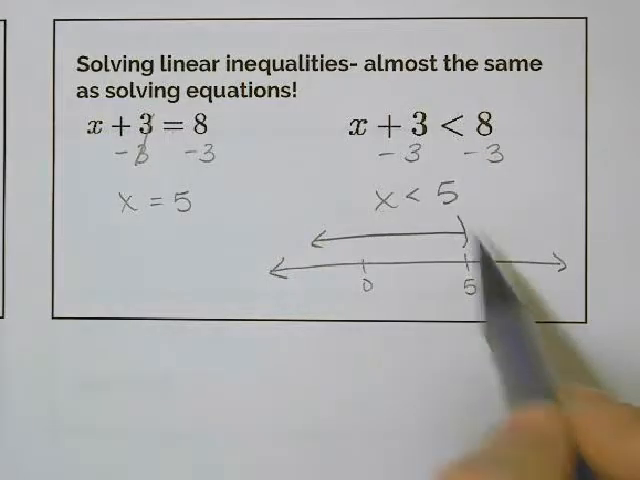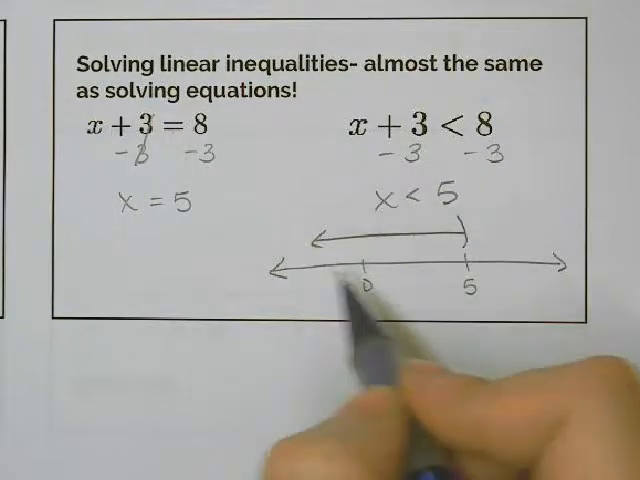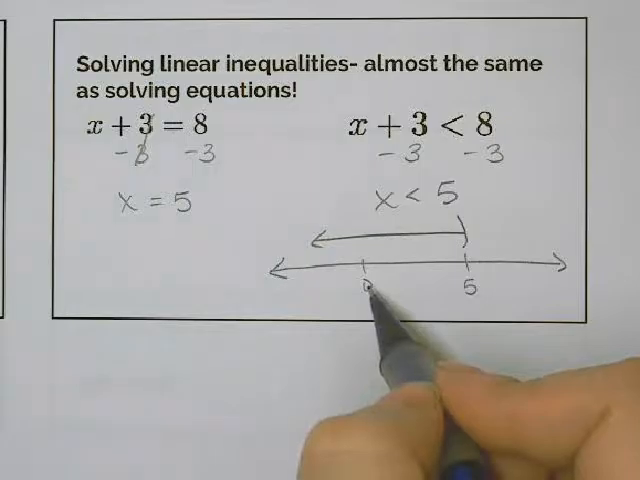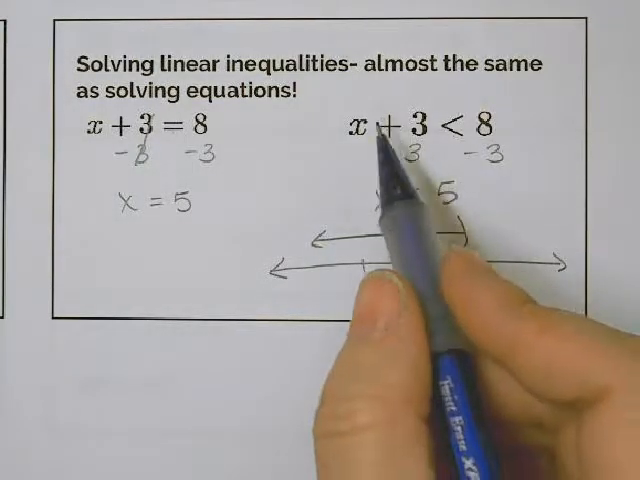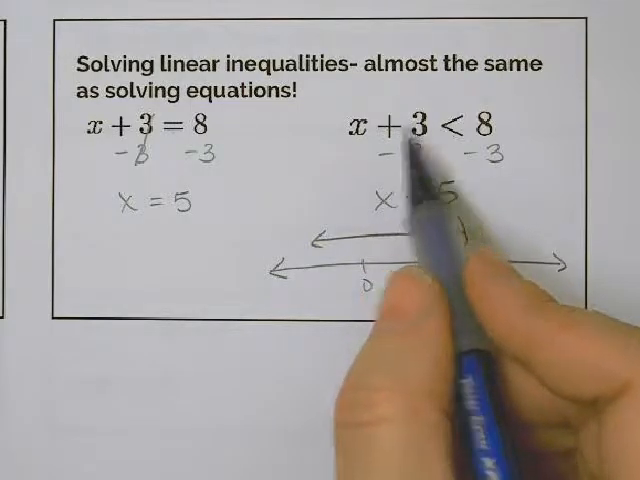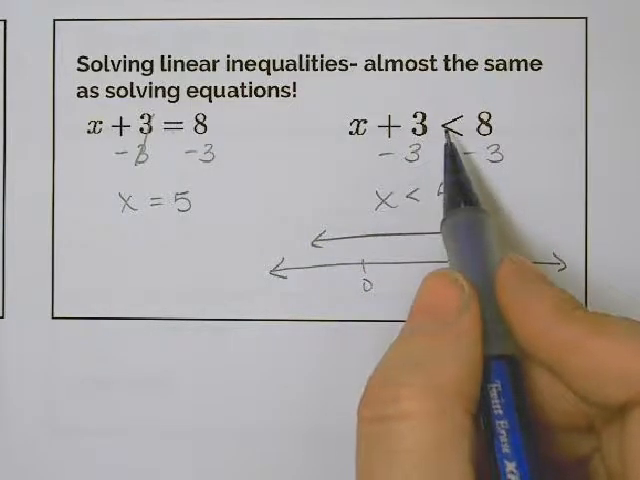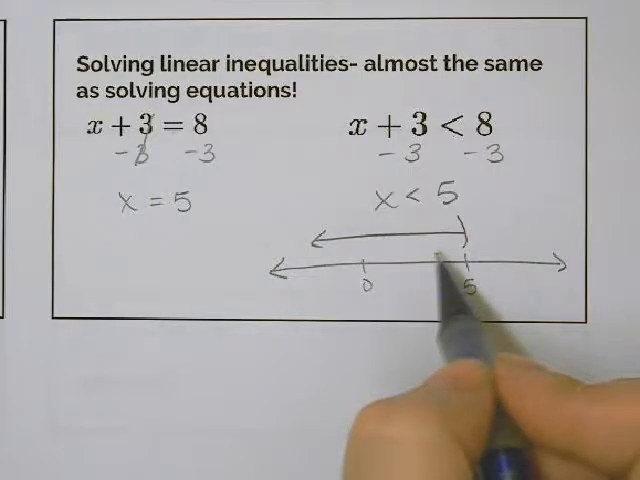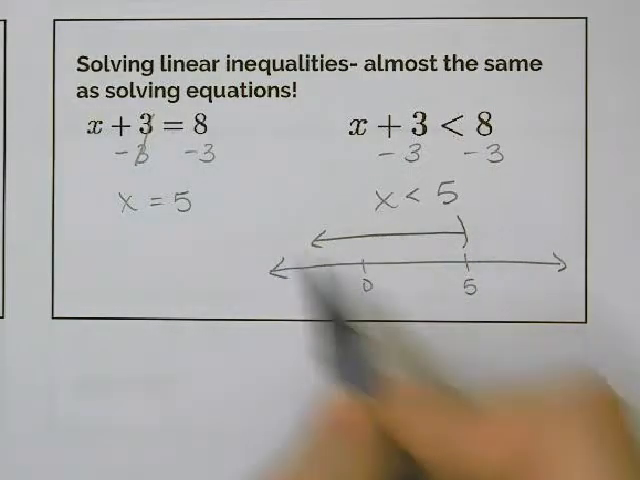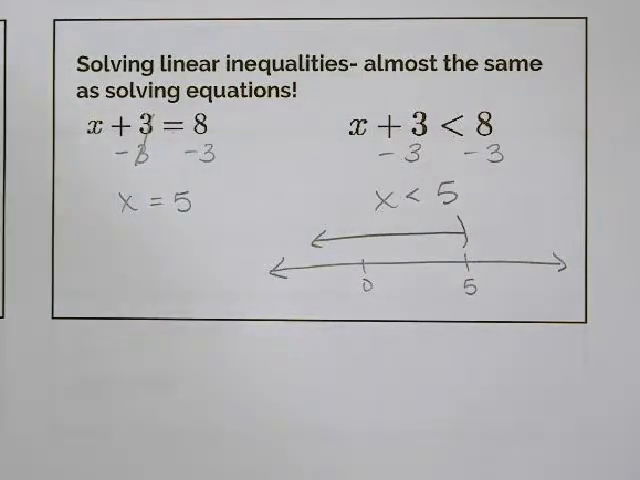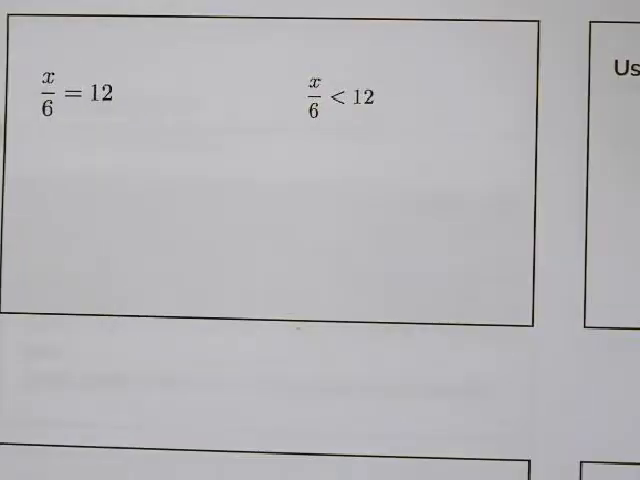If I put something less than 5 in, and 0 is always a good thing to check, if I put something less than 5 in for x, 0 plus 3 is 3, which is less than 8. So that's how I know everything below 5 is going to work. That's just a way to check whether or not you're correct. Just a couple more basic examples.